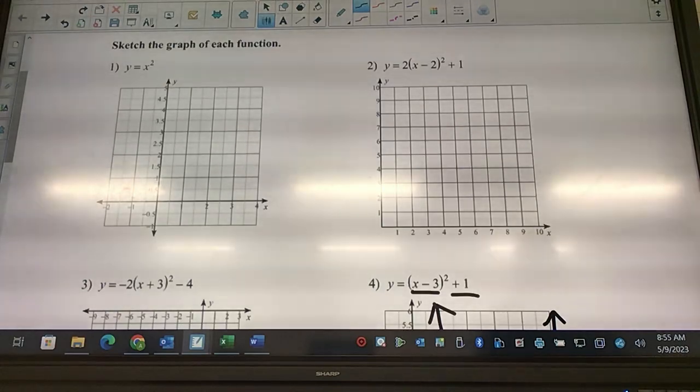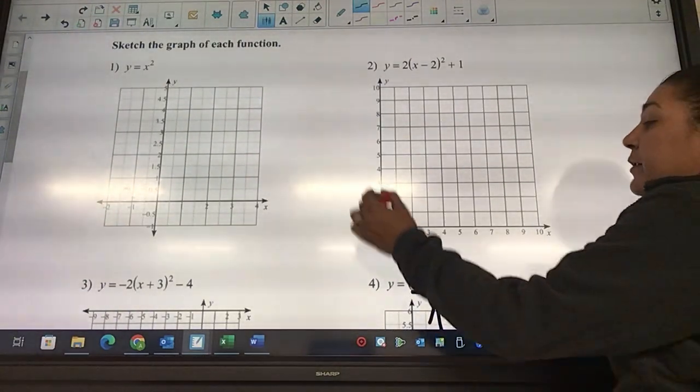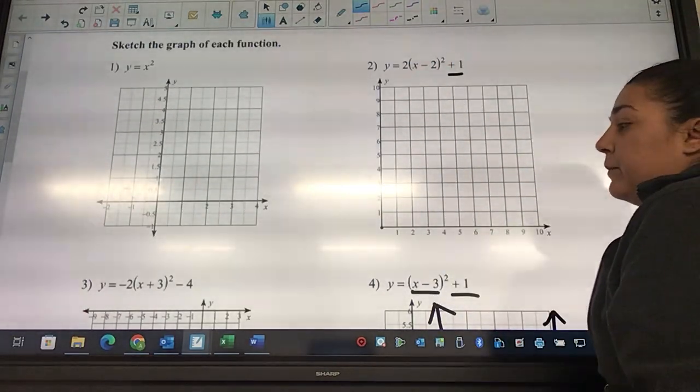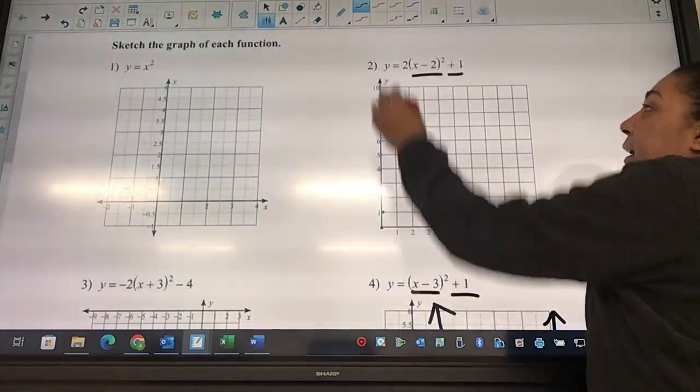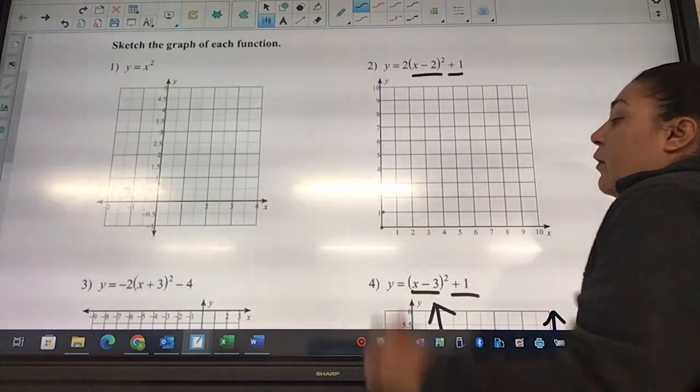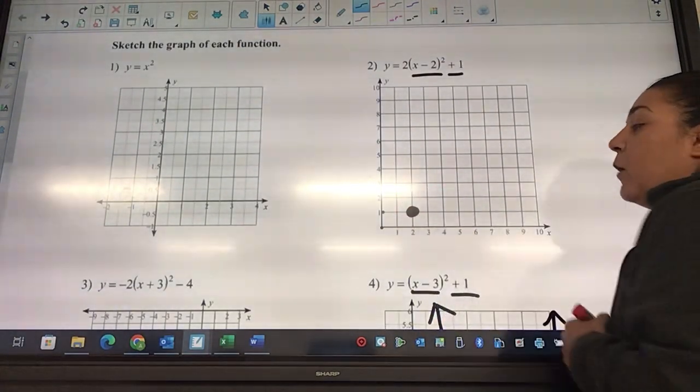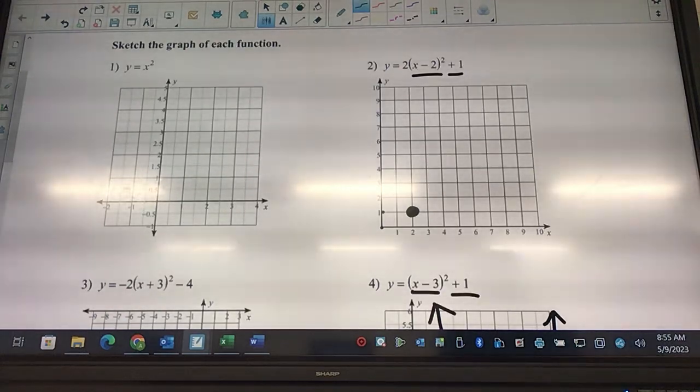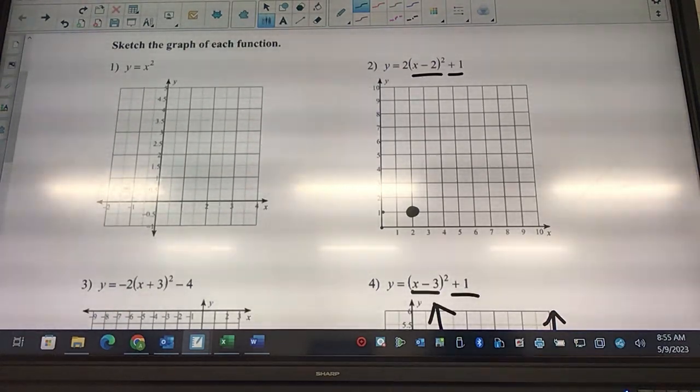Okay, so we're going to start with our pencil on what? 0, 0. Always, always. Okay, what does that plus 1 do? Up 1. Minus 2. Right 2. Okay, so that is called what? What is that point called? The vertex.